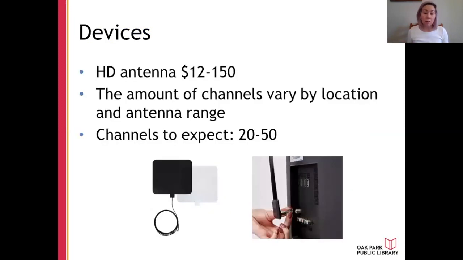You can also, and this is a very easy low-tech route, just get an HD antenna that plugs into the back of your TV generally. The amount of channels will vary by location, but you generally get about 20 to 50 extra channels by just having an HD antenna. This isn't necessarily cutting the cord or streaming, it's just giving you access to more channels, but it's a cheaper option.